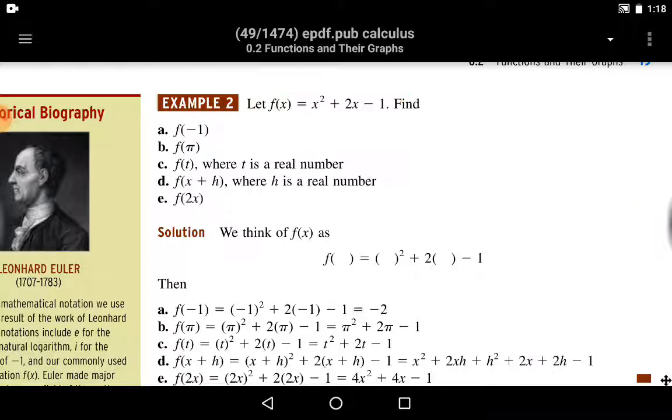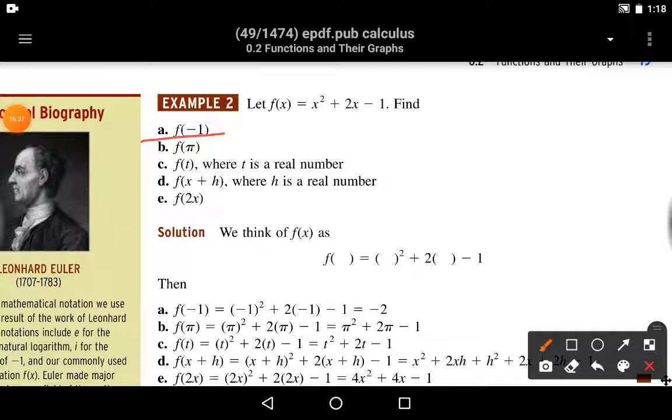So this is the way we evaluate a function at a particular point. To evaluate a function at a particular point, we replace x by the particular point itself. Here for f(-1), we replace x by minus 1. In f(pi), we replace x by pi. Here replace x by t, here replace x by x plus h, and here replace x by 2x.